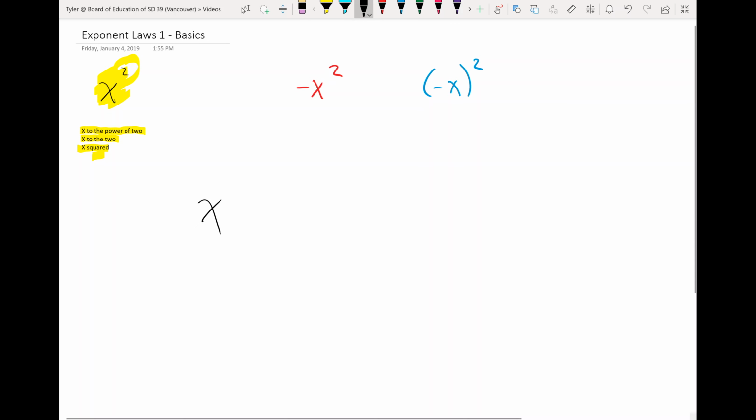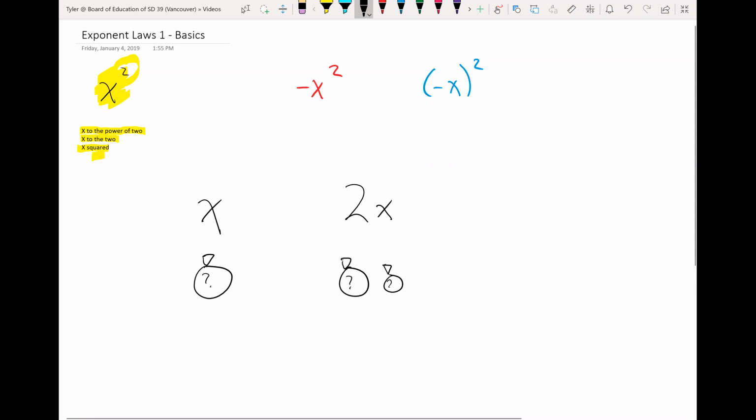If I wrote something like this, this means I just have x, okay? I have a mystery amount, whatever x is. If I have this, it means that I have 2 x's. So if this was like a bag and I don't know how many is in it, this would mean I have 2 bags.